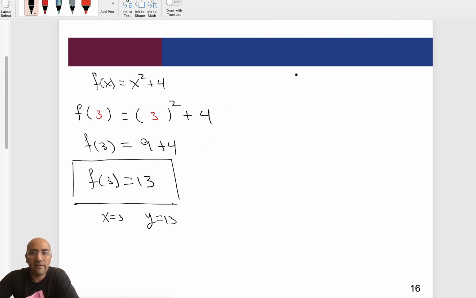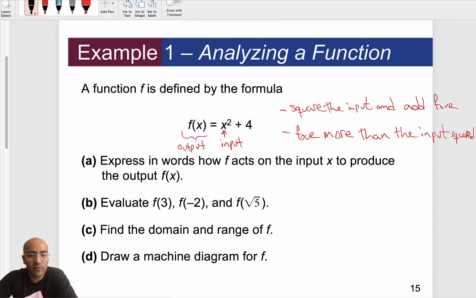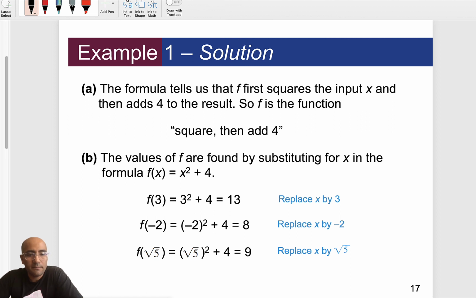Same thing for the other ones. I'm sure you're very good at evaluating things, so I'm not going to spend more time on that. Evaluating at 3 means we replace x with 3. Evaluating at negative 2 means we replace x with negative 2. Evaluating at x equals root 5, we replace it with root 5. And so we end up with these corresponding output values.